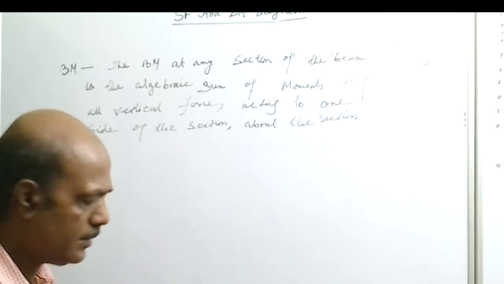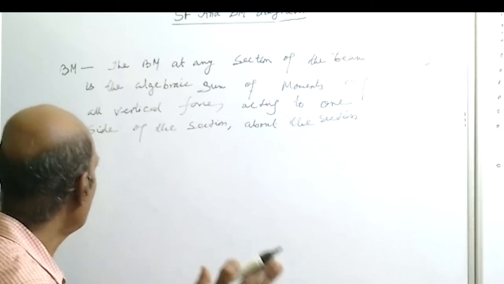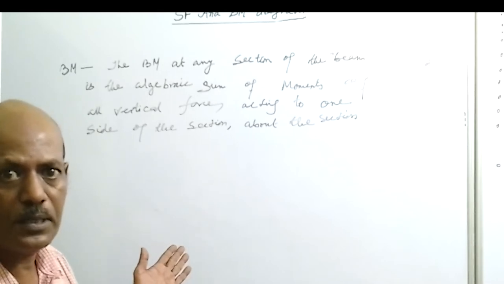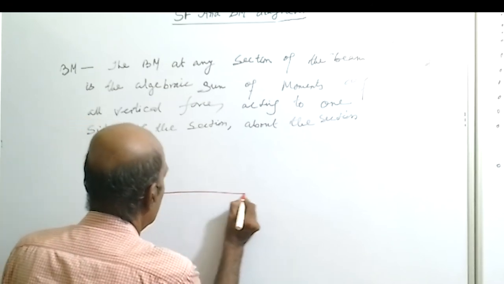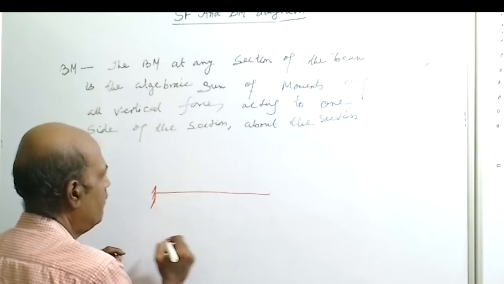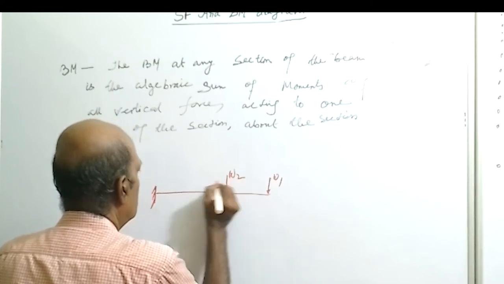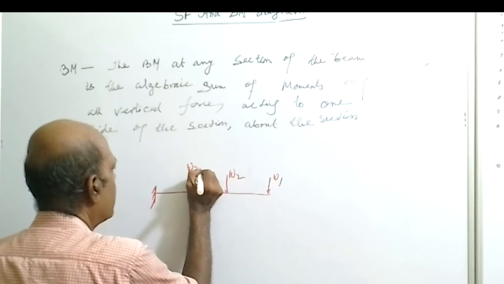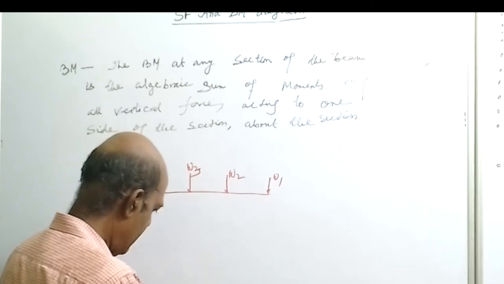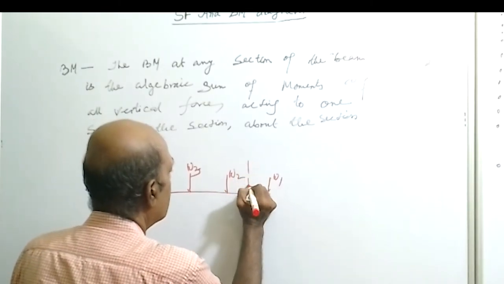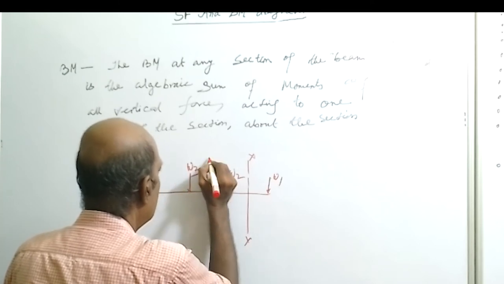The bending moment at any section of the loaded beam is the algebraic sum of moments of all the vertical forces acting to one side of the section about that section. Now, let this be the beam, say a cantilever beam. W1, W2, W3 are the loads acting over the beam at a distance, which will be mentioned here. Now, consider a section XX and say another section YY.